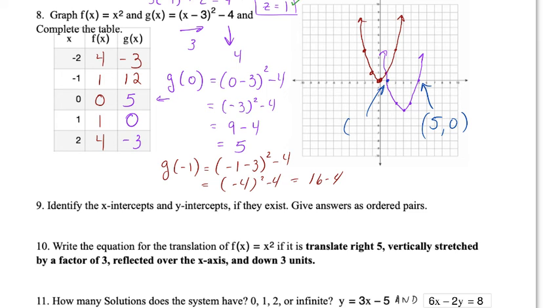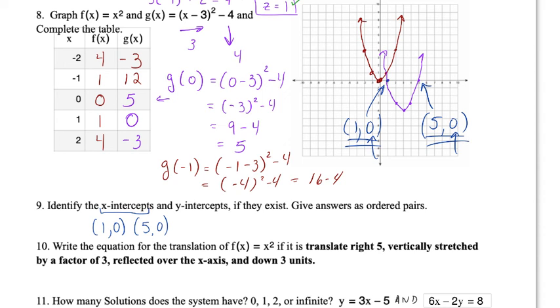And there's another intercept right there where it crosses. That's at 1, 0. Notice, because these are x-intercepts, the y value has to be 0. Otherwise, it wouldn't be on the x-axis. So x-intercepts, we got one at 1, 0. We also have one at 5, 0.